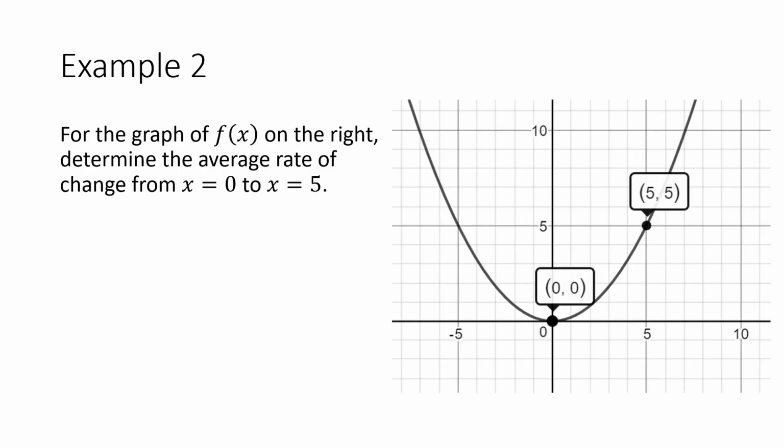Another example based on a graph. This one is another parabola, it seems like, and we've got some points a little easier, maybe 0, 0, and 5, 5. If we want to know the average rate of change between those 2 points, simply calculate 5 minus 0 in both cases, and we get an average rate of change of 1.